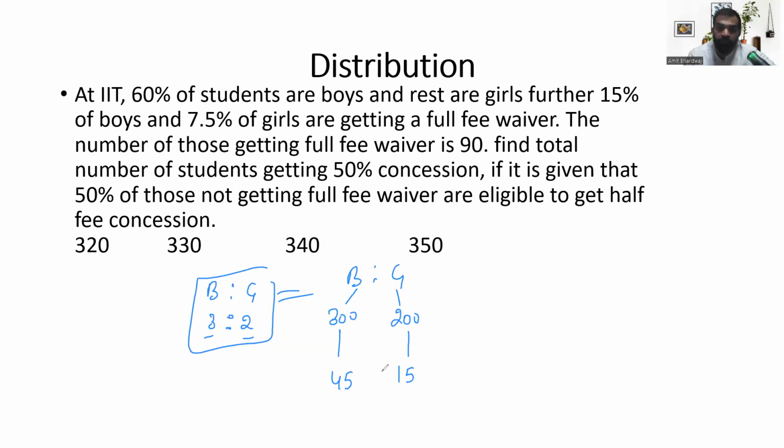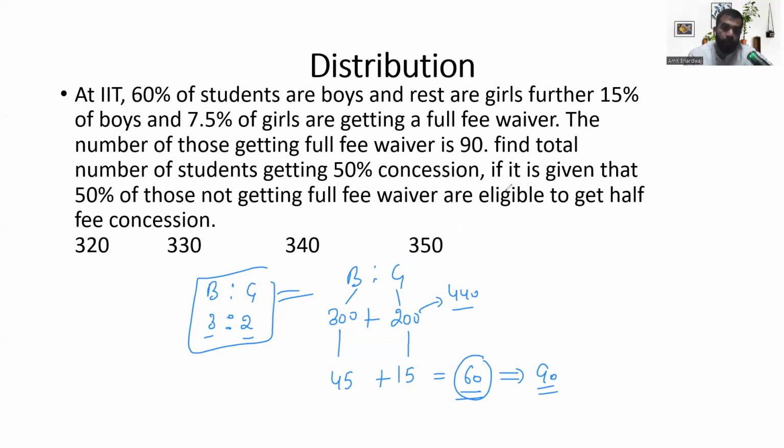They get a full fee waiver, means 60 are full fee waiver. Okay. And the number of those getting full fee waiver is 90. So this is our assumed value. So we can say 60 is the assumed value, and the actual value is 90, given in the question. Find the total number of students getting 50% concession, if it is given that 50% of those not getting full fee waiver are eligible to get half fee concession. Now the point is total is 500. Okay, 500, 60 getting full fee waiver. So 440 will not get full fee waiver.